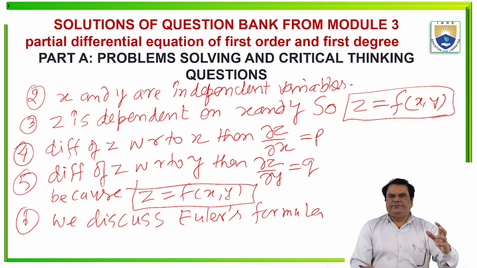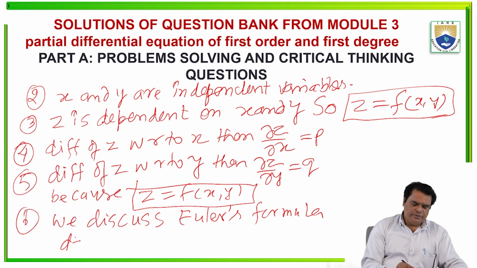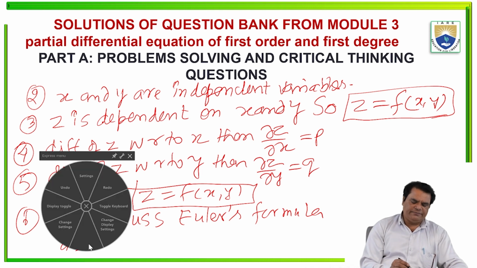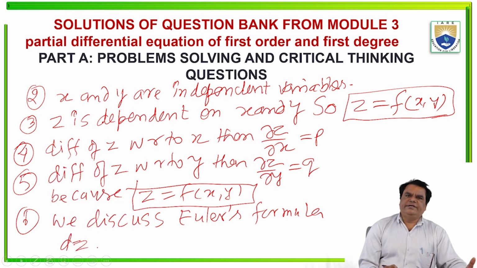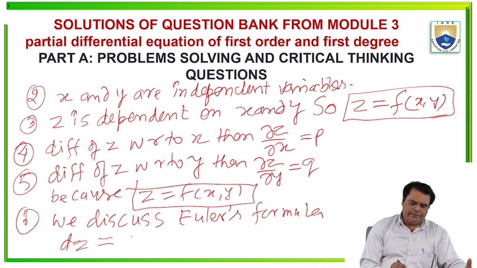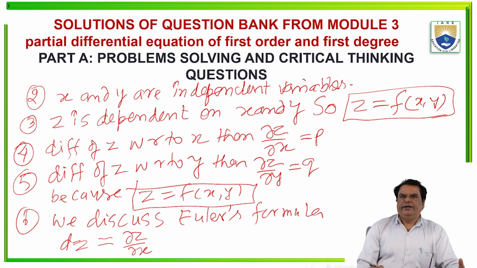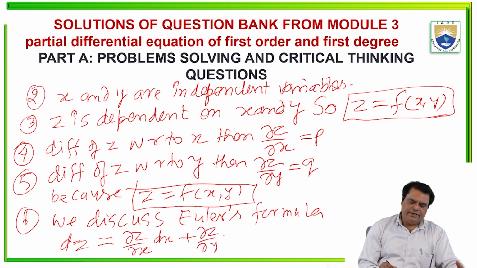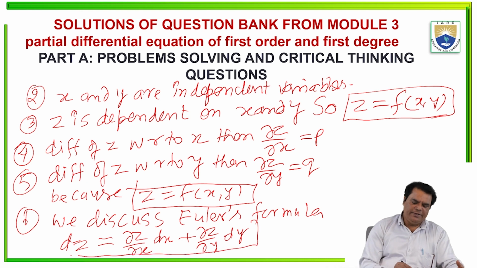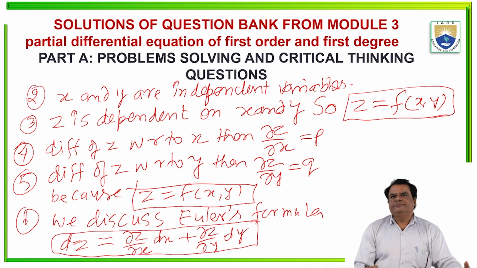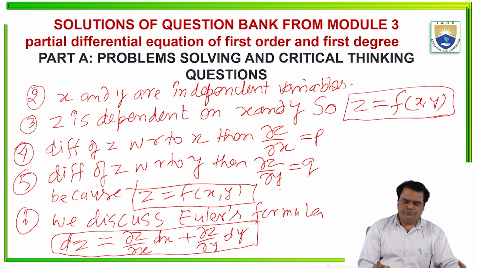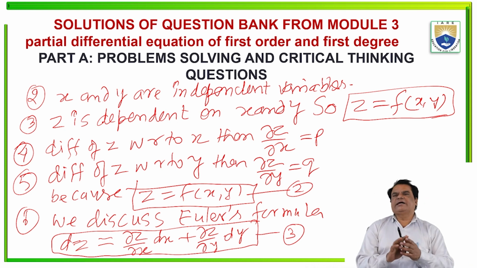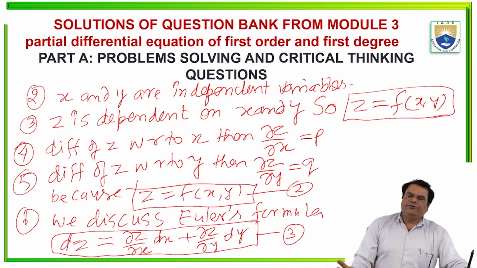So the total differential of z, dz, is equal to dou z over dou x, the differential of z with respect to x, times dx, plus dou z over dou y times dy. This formula we apply in this question. This is equation 1, this is 2, and this is 3. Clear? So this is the basic concept in partial differential equations.